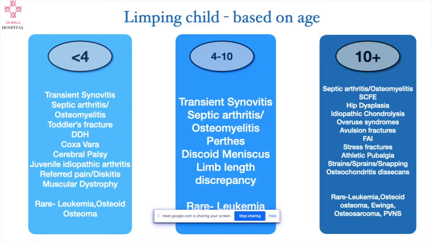Now, in teenagers, beyond pubertal age, the adolescent age group, a different set of problems comes in. Infections, of course, will remain there. SCFE, slipped capital femoral epiphysis, is again common because it is mostly seen in obese kids who have hormonal disorders.